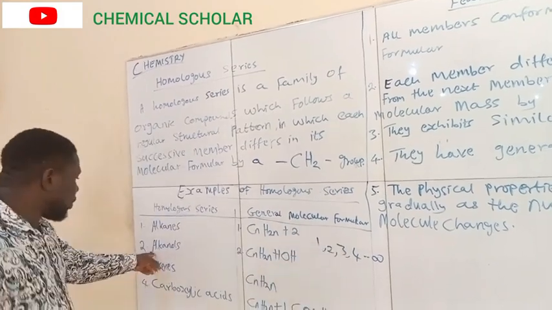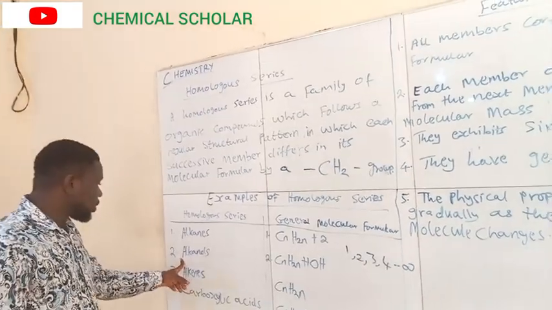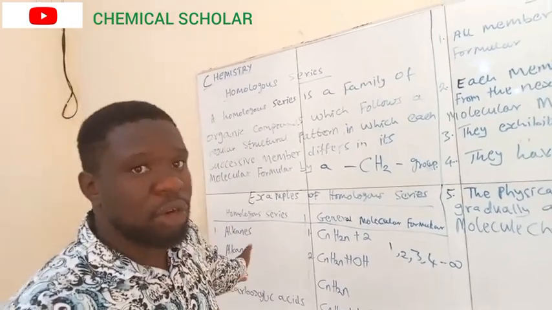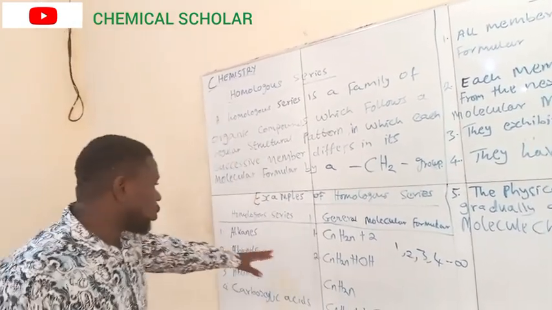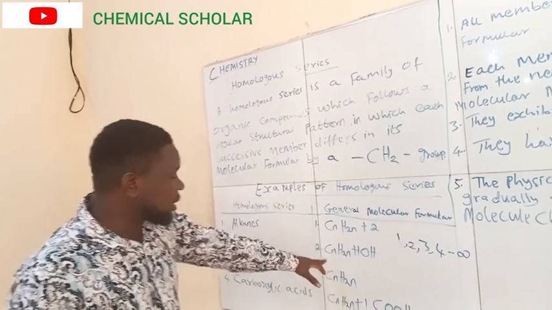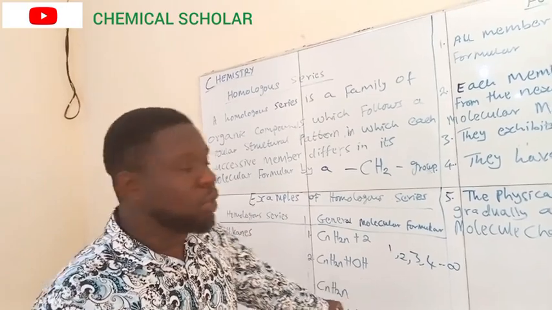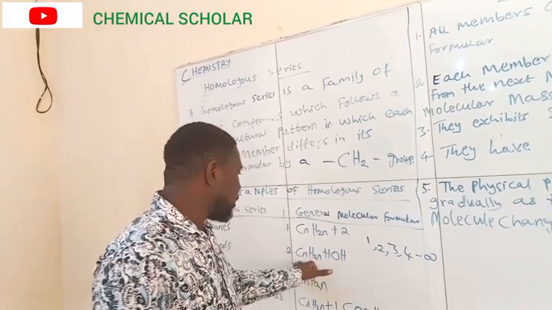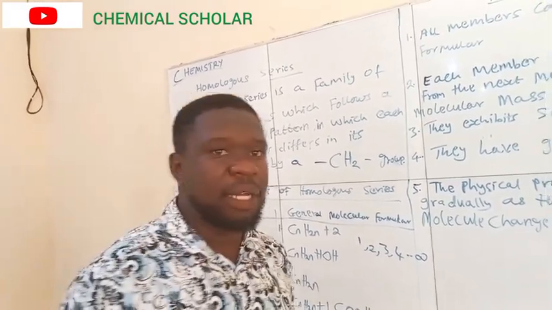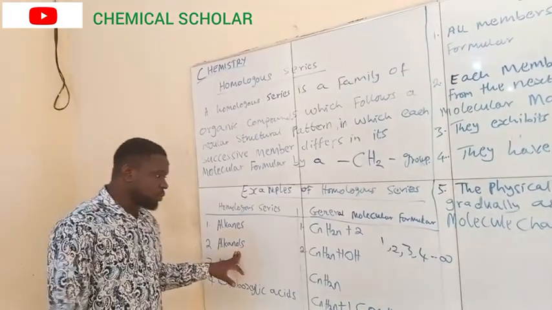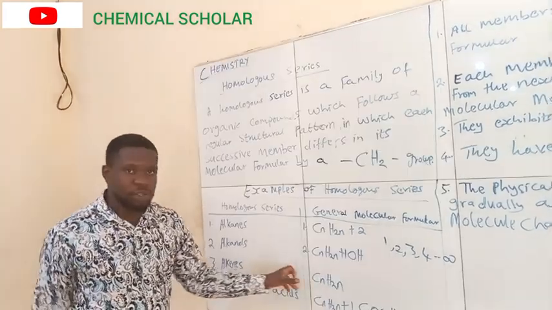Another example of a homologous series is alkanols. Alkanols can also be called alcohols. The general molecular formula is CnH2n+1OH. So anytime you see an organic compound that has OH, then you know that it's talking about alkanols, and that's a homologous series.